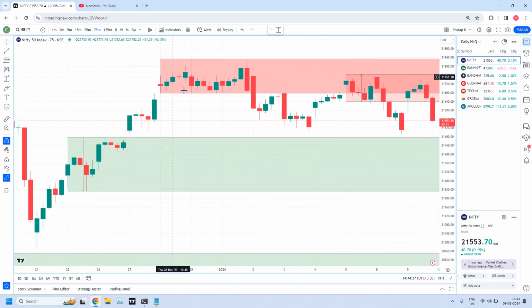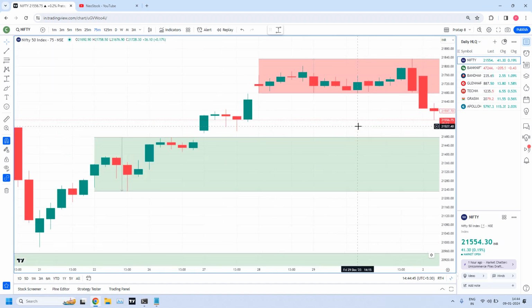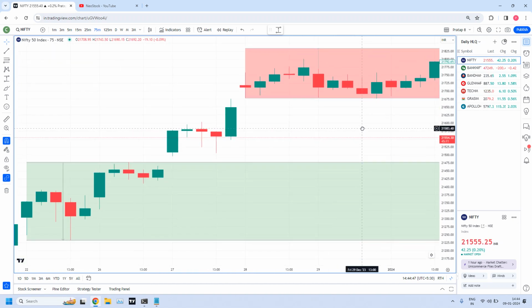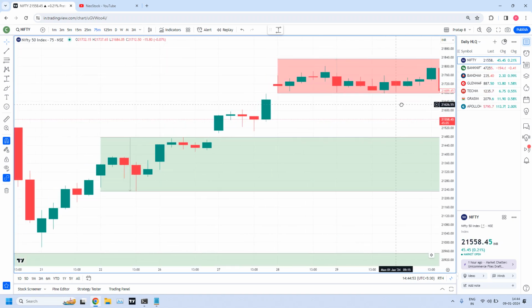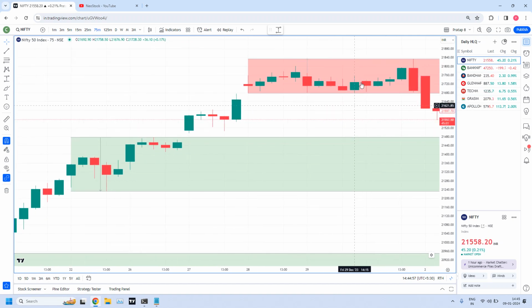See the 75-minute structure here? Did you find any lower time frame zones? No. It looks like you have a leg-in candle, base candles, and again a leg-out candle that way. Of course, this is not a great leg-out. I'm just telling you that kind of approach is there.